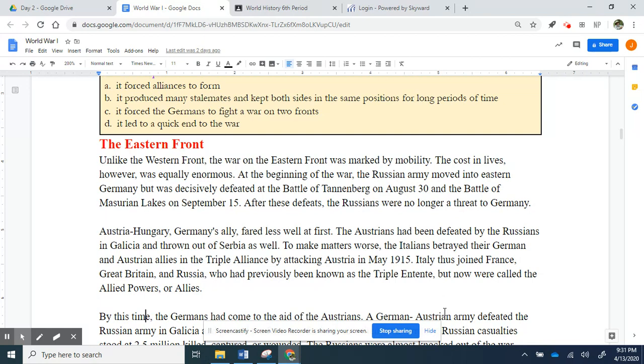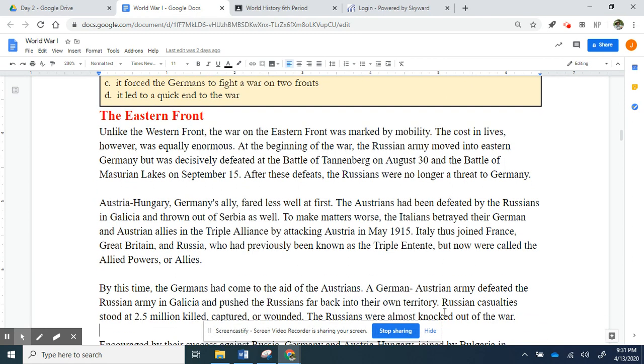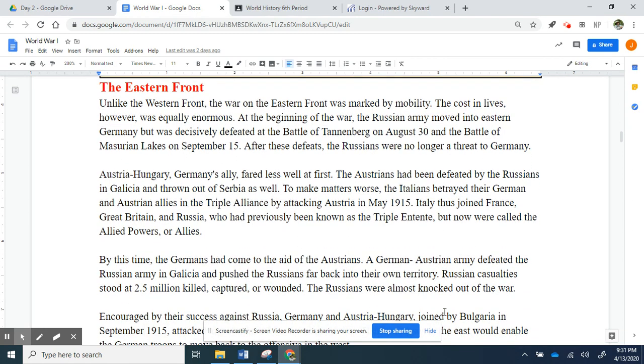Italy thus joined France, Great Britain, and Russia, who had previously been known as the Triple Entente, but now were called the Allied Powers or Allies. By this time, the Germans had come to the aid of the Austrians. A German-Austrian army defeated the Russian army in Galicia and pushed the Russians far back into their own territory. Russian casualties stood at 2.5 million killed, captured, or wounded. The Russians were almost knocked out of the war.